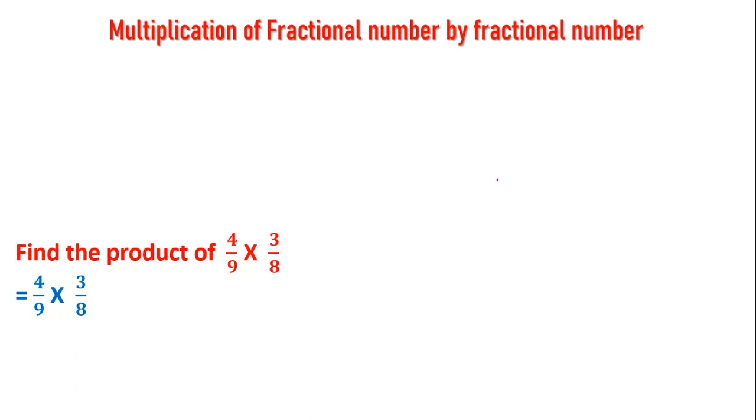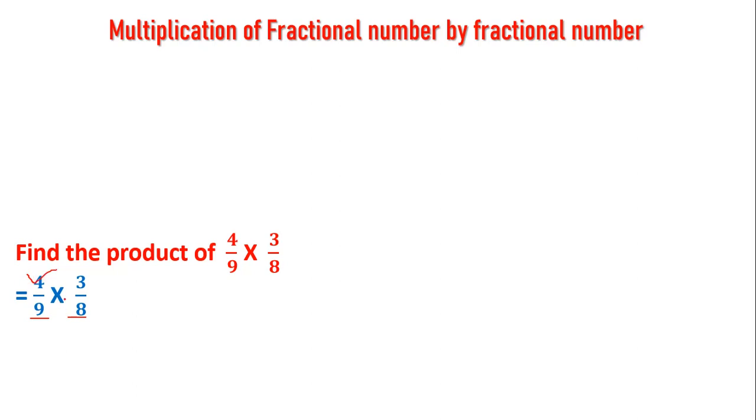As I discussed in the previous videos, I will bring these two fractions into simplest form if they are not in the simplest form. As we can see, in the first fraction we have 4 in the numerator and 9 in the denominator. This numerator and denominator don't have a common factor other than 1. Because of that, this 4 by 9 is in the simplest form.